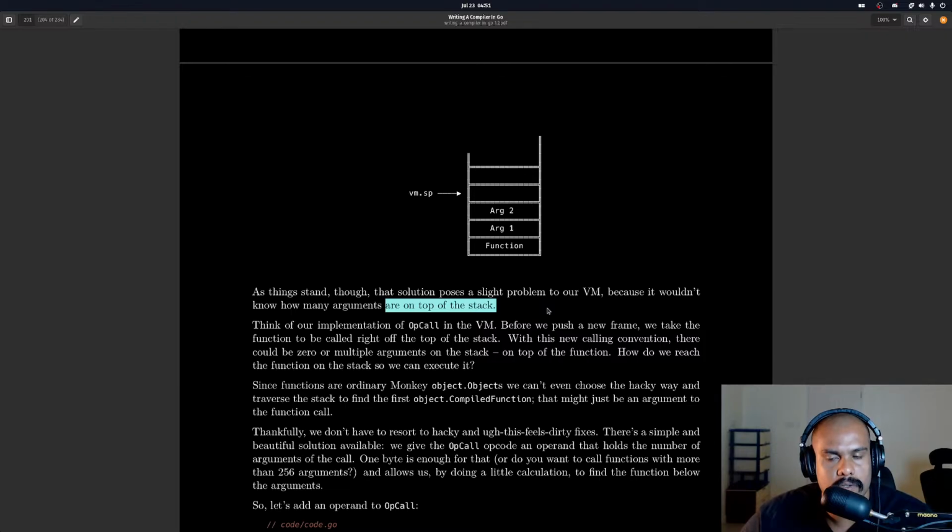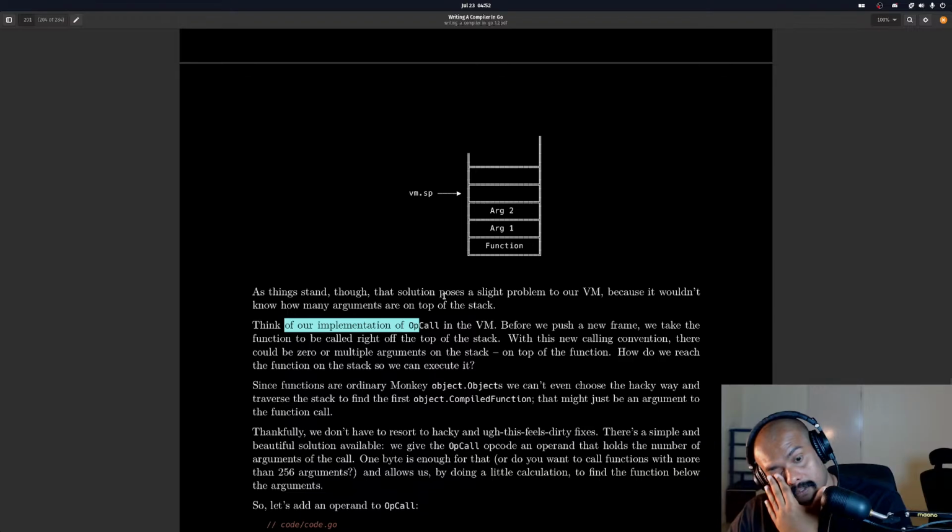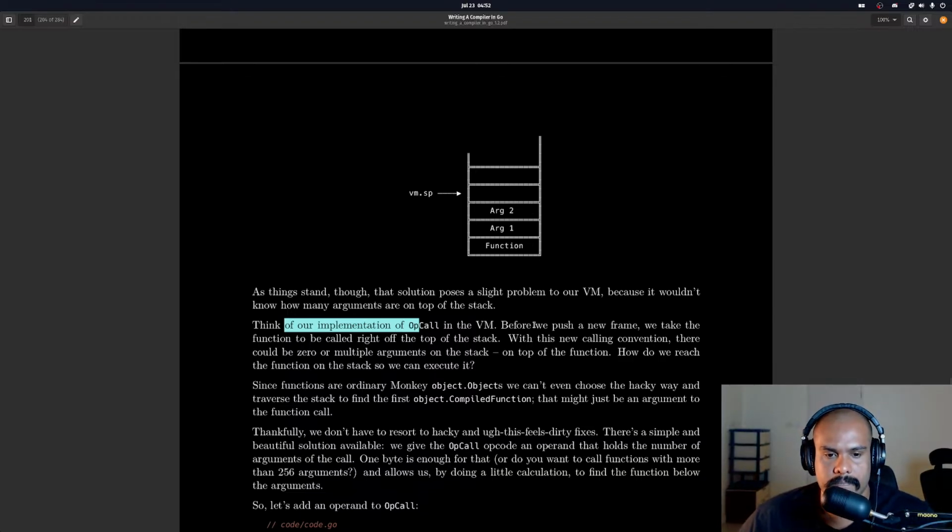Either have to reuse one of the existing opcodes or maybe create a new one. Think about implementation of opcall in the VM. Before we push the new frame, we take the function to be called right off the top of the stack. With this new calling convention, there could be 0 or multiple arguments on the stack on top of the function. How do we reach the function on the stack so we can execute it?